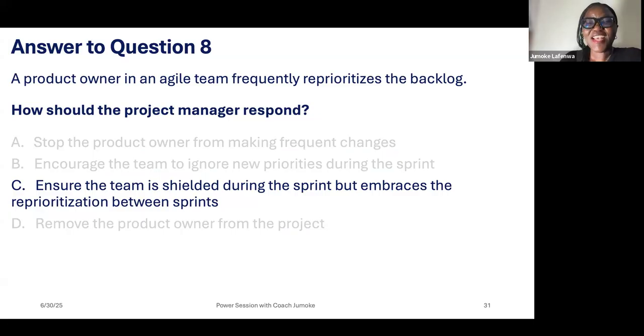That's the answer. C, ensure the team is shielded during the sprint but embraces the reprioritization between sprints. Shielding the team means you are not changing what is currently ongoing in the sprint. But embrace the reprioritization means that from the reprioritized product backlog, you will pick the prioritized features or user stories. So C is the appropriate answer.